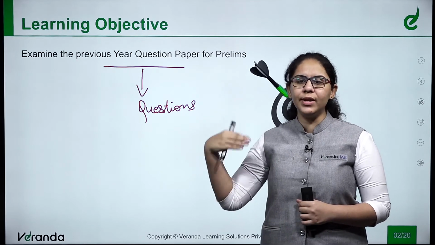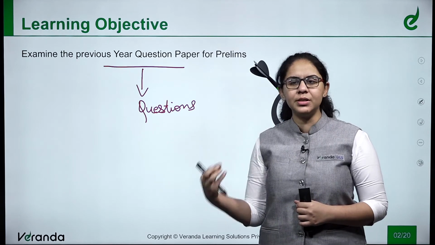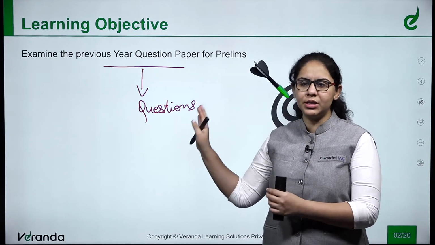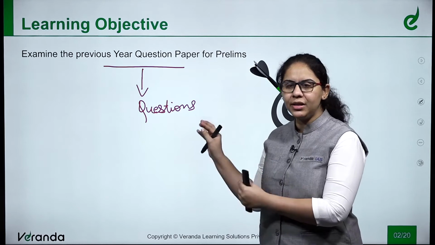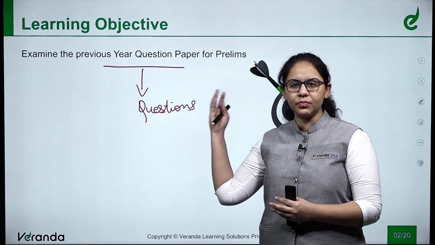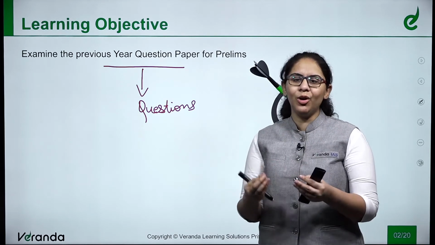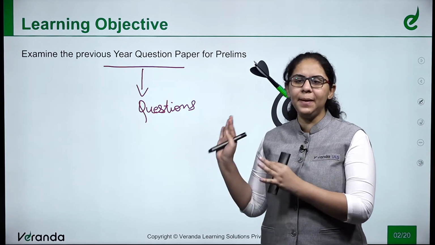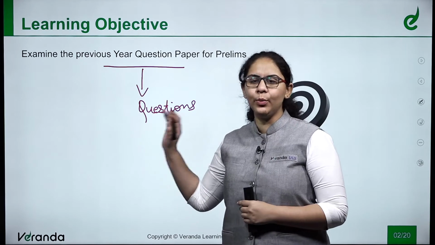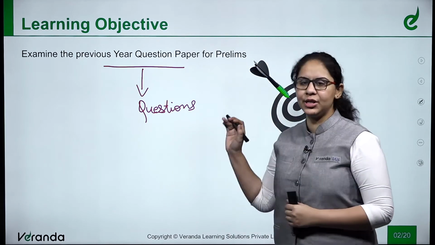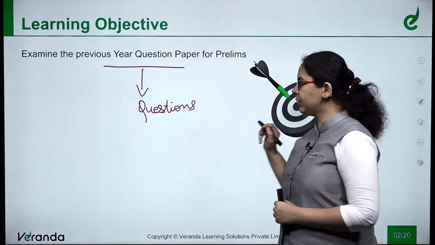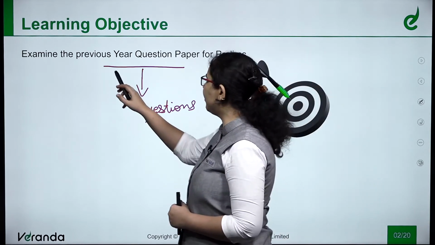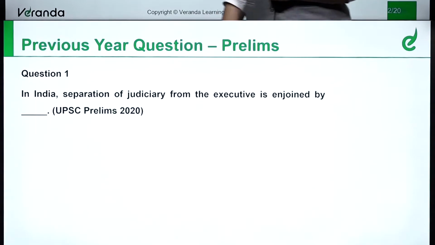We will be solving some of the previous year question papers and we have chosen some of the questions from previous years for your better understanding of the tackling of this problem, like how to basically solve the UPSC paper. We will be dealing with 7 questions today in this session of prelims, that is MCQ type. So the learning objective today is to examine the previous year question papers for prelims.